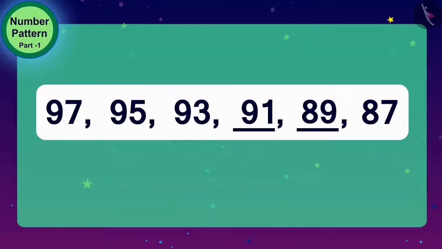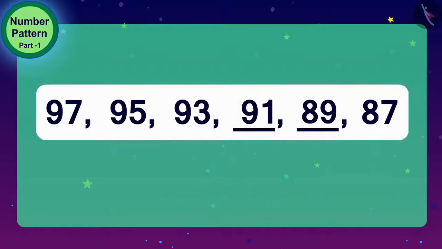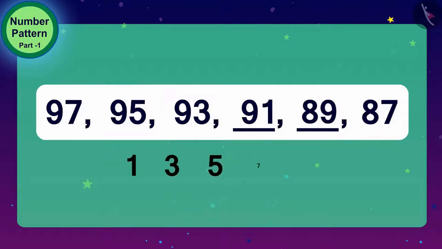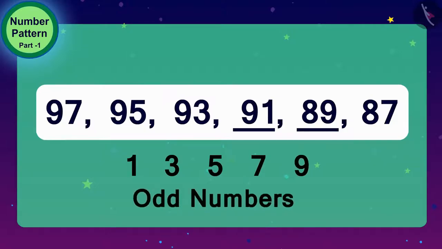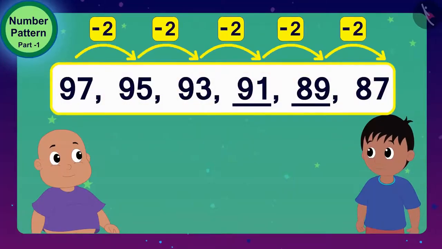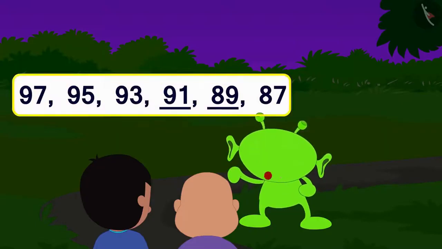Children, do you see something special in this pattern, like the pattern of even numbers? All numbers in this pattern have digits of 1, 3, 5, 7 or 9 in the unit place. Such numbers which have digits of 1, 3, 5, 7 or 9 in the one digit place are called odd numbers. Raju and Bablu, like you, completed this number pattern by using the subtraction process. Amazing! You both have found the solution to this puzzle perfectly.